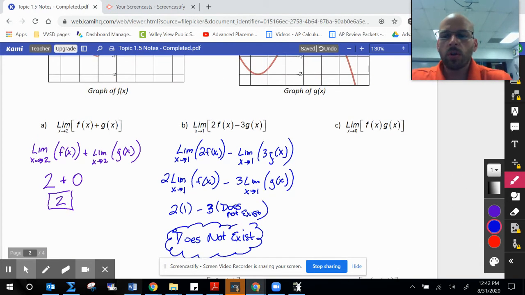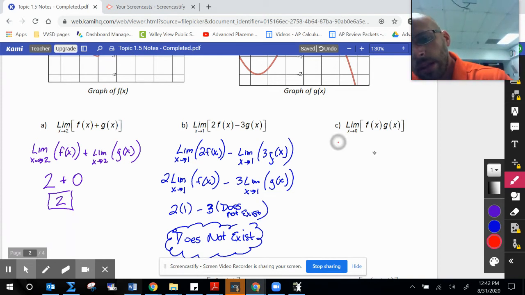Okay, so next we are going to do a product. Again, if I expand this out, I have the limit as x approaches 0 of f of x times the limit as x approaches 0 of g of x.